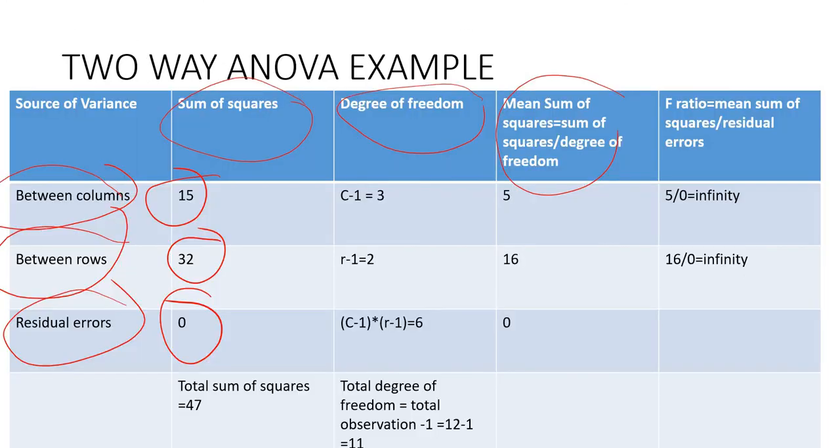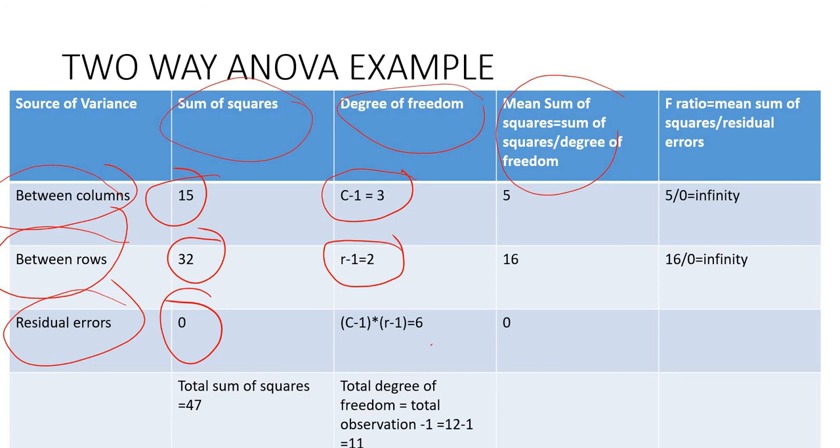Now you have the degree of freedom. I have a separate video on degree of freedom, for different tests like ANOVA, T test, Z test. Everything is explained there, you can watch that video. Degree of freedom for between columns is C minus 1. Between rows, it is R minus 1. For residual errors, you multiply both, C minus 1 into R minus 1. We have 4 columns, so 4 minus 1 is 3. We have 3 rows, that is 3 minus 1, 2. When you multiply, 3 into 2, it is 6.